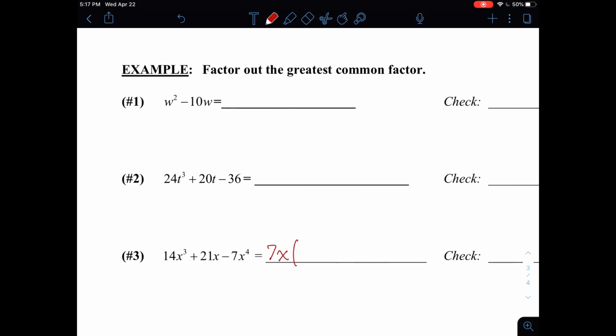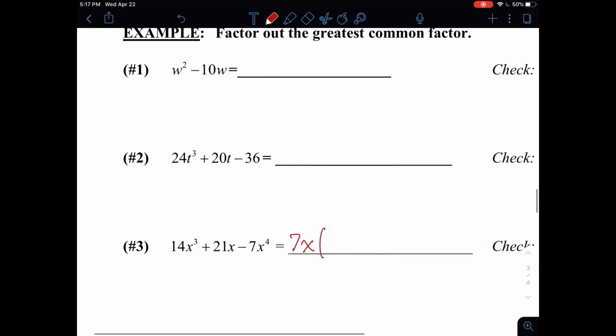Okay? And now we're going to divide all 3 of these by 7x. So go ahead and do that really quick. Divide all 3 of those by 7x. Okay, 14 divided by 7 is 2. What is x to the third divided by x going to be? 3 minus 1 is going to be x squared. What is 21 divided by 7 going to be? It's 3. And then we have x over x. Those x's are going to cancel. What is negative 7 divided by 7 going to be? Negative 1. And then what is x divided by x to the fourth? Or sorry, x to the fourth divided by x to the first. X to the third. That was sloppy.